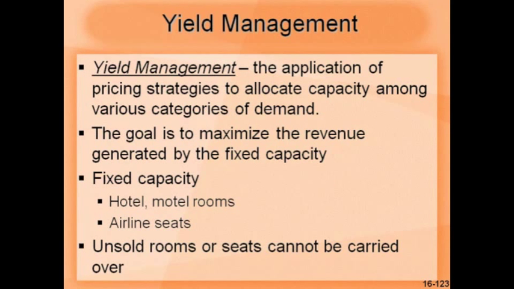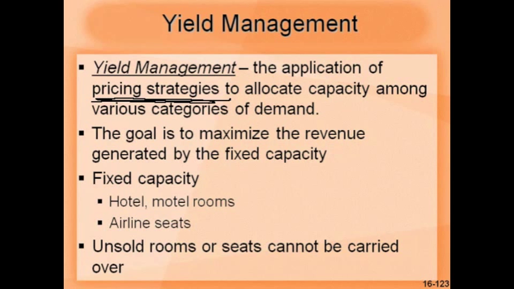Now, yield management is application of pricing strategies to allocate capacity among various categories of demand. So this is like people give discounts at different timings, whether it is airlines giving discounts during off season, or movie theaters giving discounts for matinee shows. So they are trying to alter prices to fulfill demand or shift demand to other timings. So the goal is to maximize the revenue generated by fixed capacity.